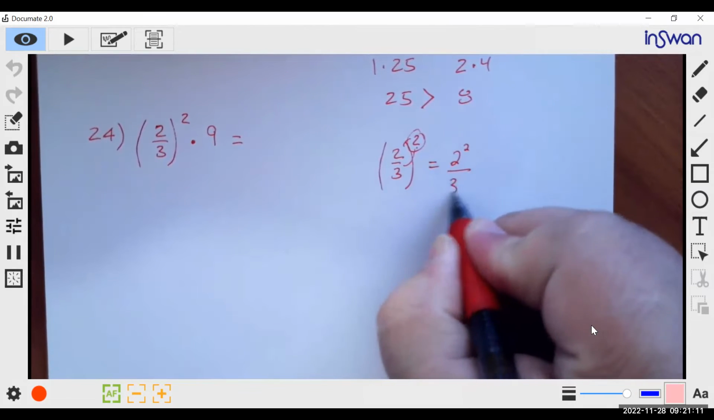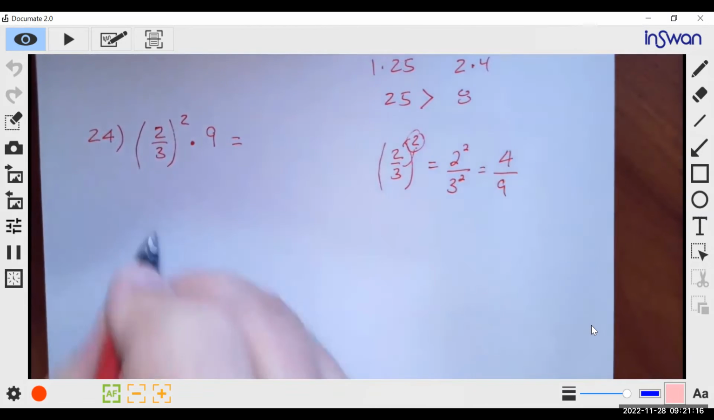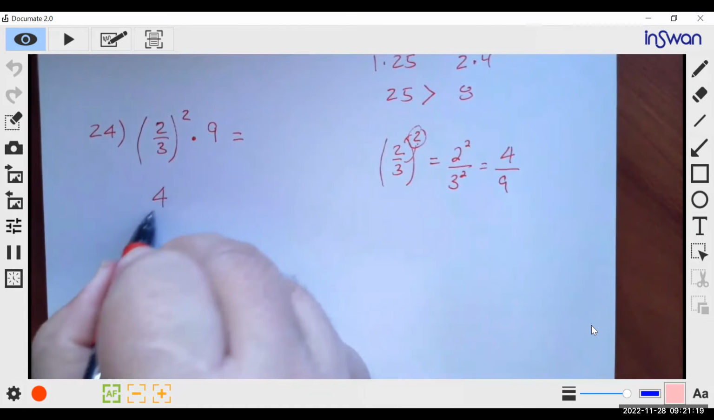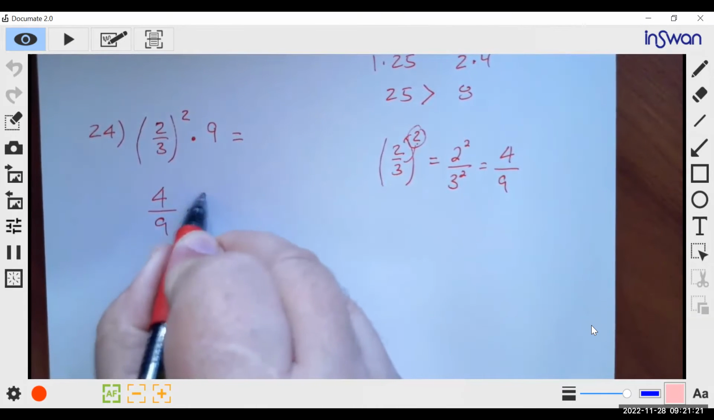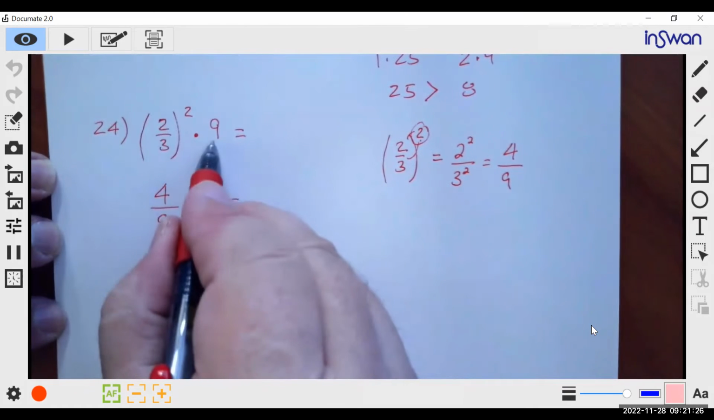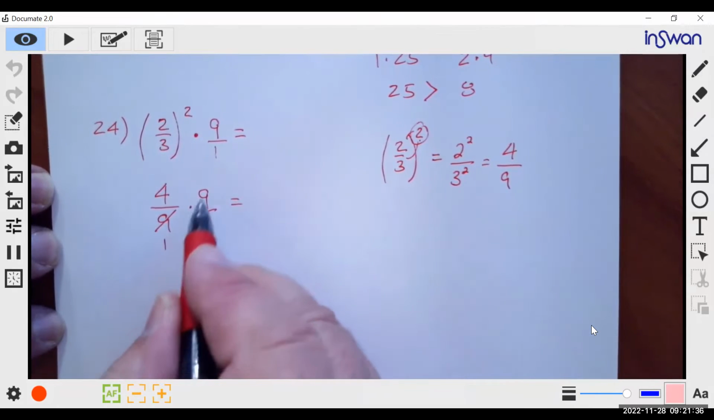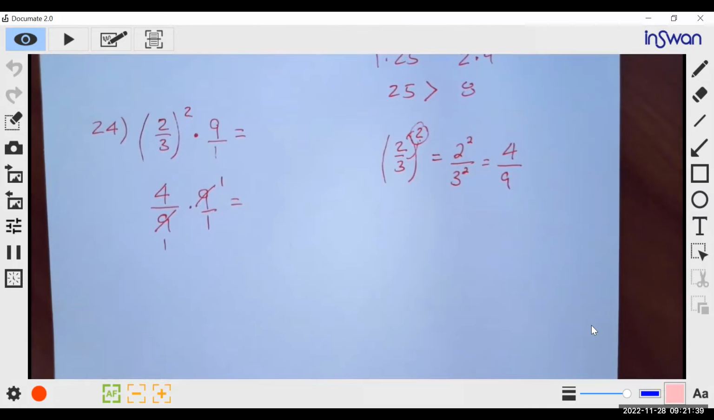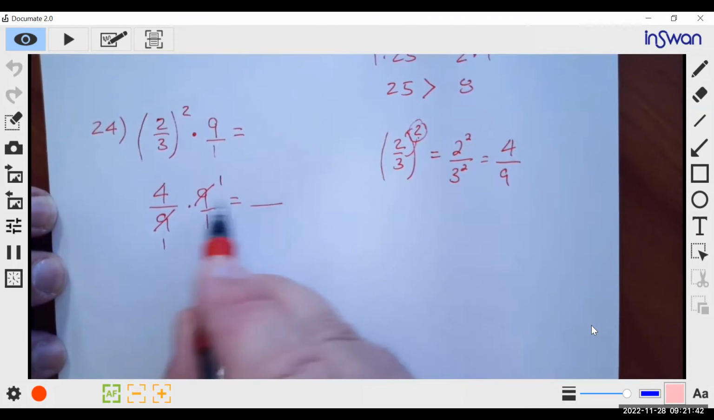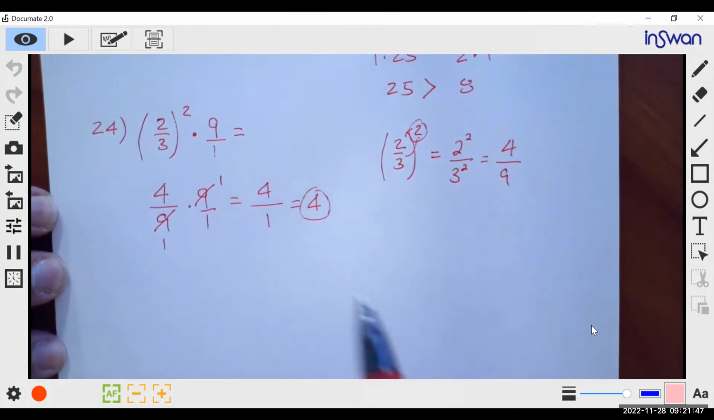2 squared. 2 squared is 4. 3 squared is 9. So I got 4 over 9 times 9. Since we're looking at fractions, 9 over 1. You're multiplying fractions. Can anything cancel? Reduce the 9s. 4 times 1 is 4. 1 times 1 is 1. So the answer is 4.